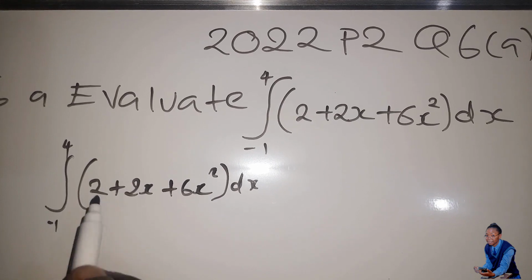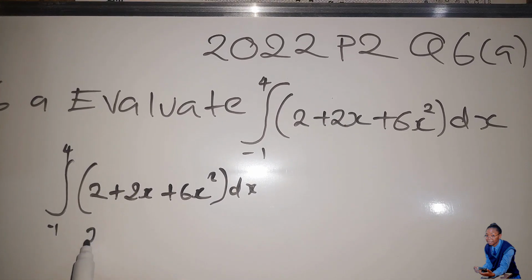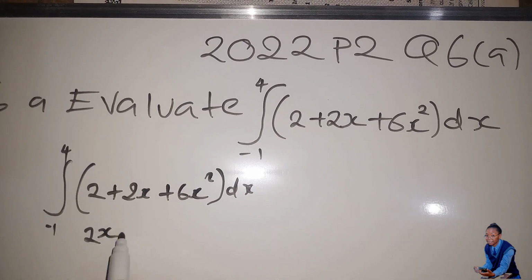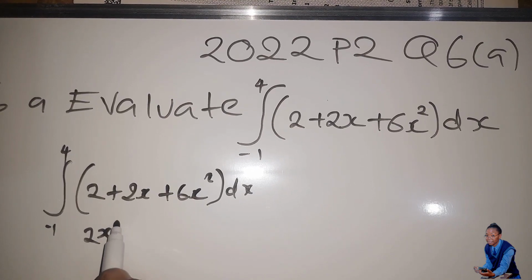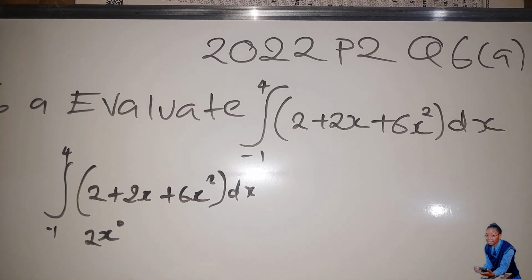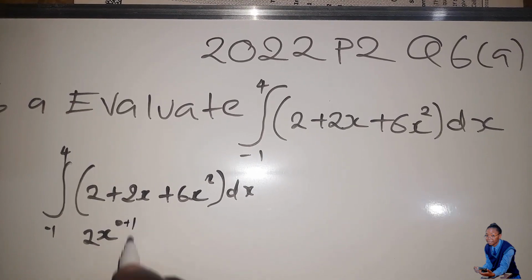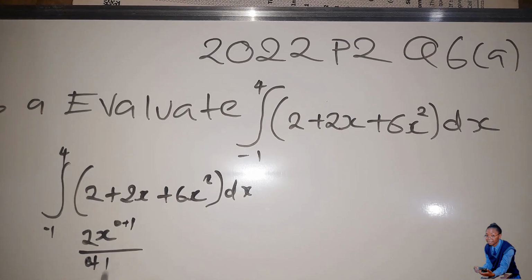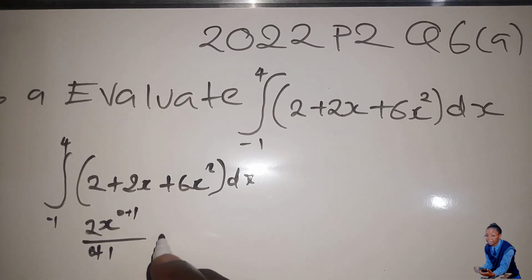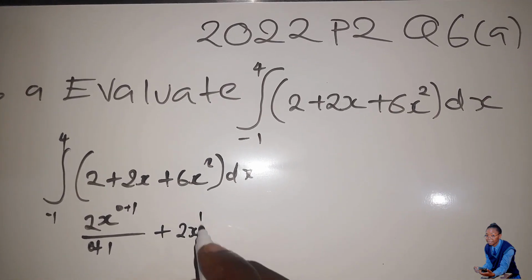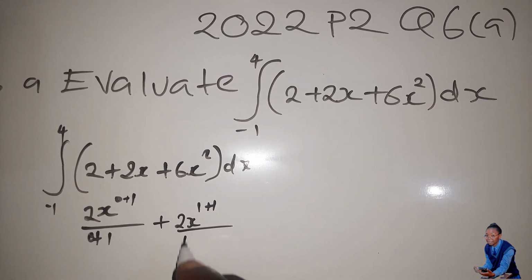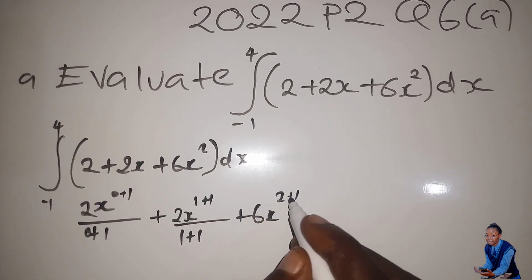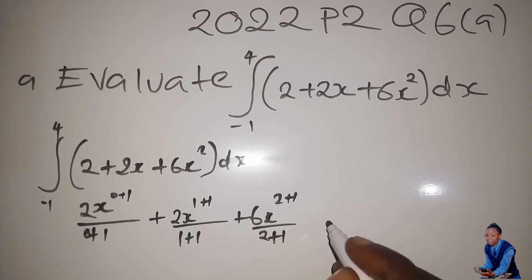This is a constant number. To a constant number, when integrating, you add x. Why adding x? Because 2 is the same as 2 times x to the power 0. Then we add 1 to the power, then we divide by the new power, 0 plus 1. You do the same here: plus 2x to the power 1 plus 1 divided by 1 plus 1, plus 6x to the power 2 plus 1 over the power 2 plus 1.